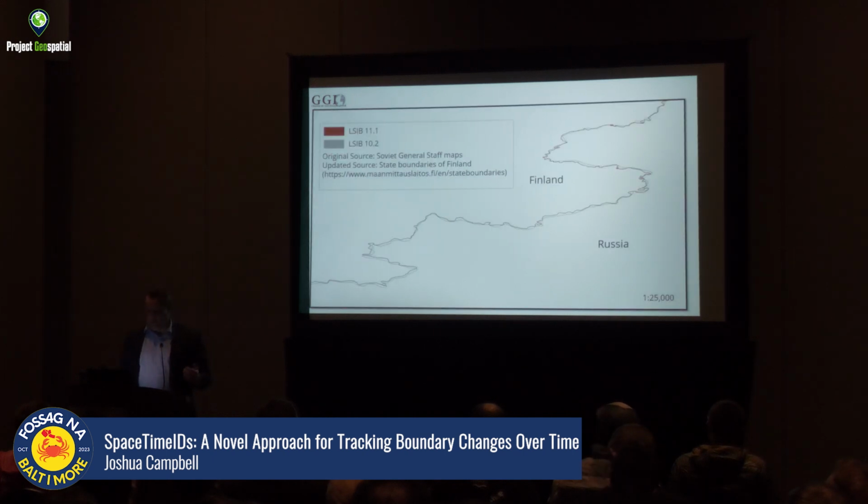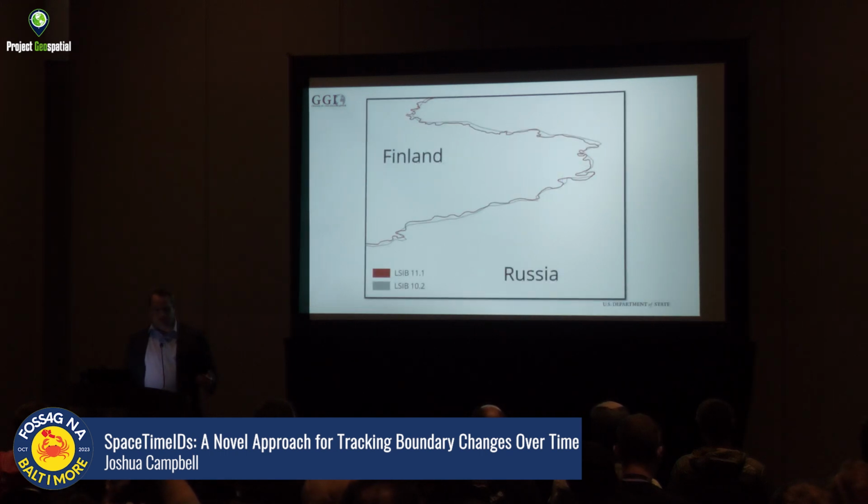So here's an example. Finland went out and re-surveyed with differential GPS all of their boundary markers and republished an open report for their boundary markers. Hopefully you can see this 10.2, previous version of the LSIB, those lines were digitized from Soviet General Staff maps. The Finnish government published new guidelines and we ingested them. It's not like the US government is doing all of the work here. We're relying on the host countries to tell us and assert what their boundaries are. So you can zoom in a little bit and you start to see the change in detail.